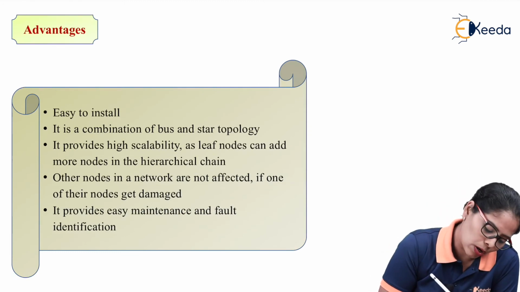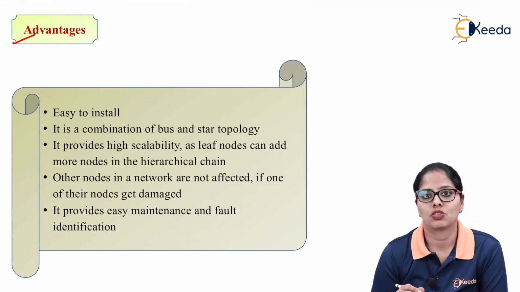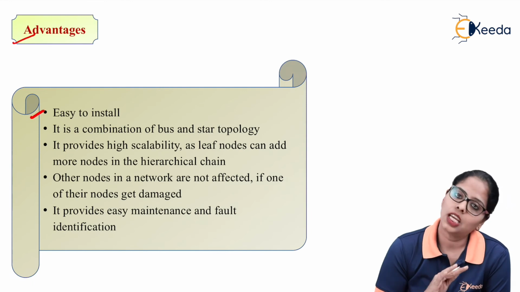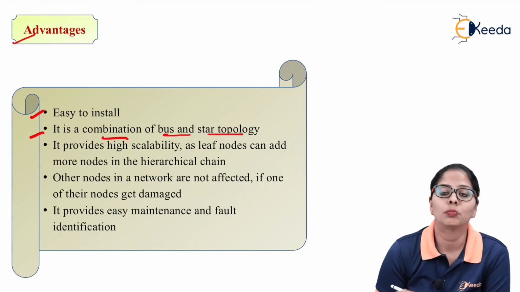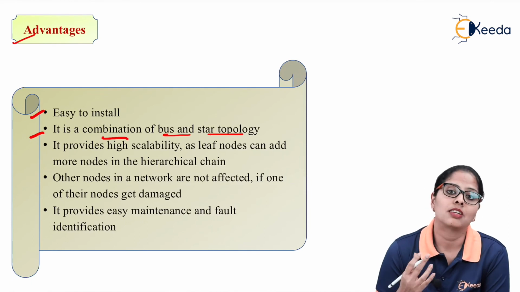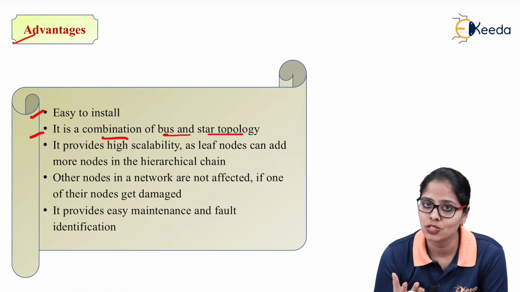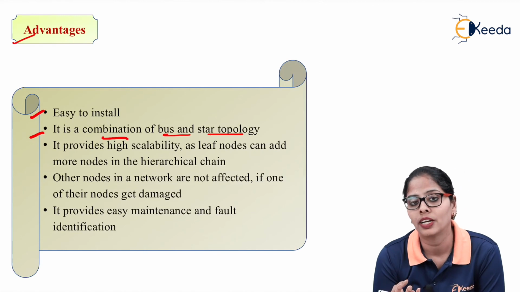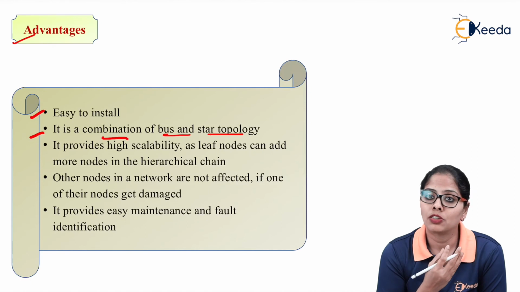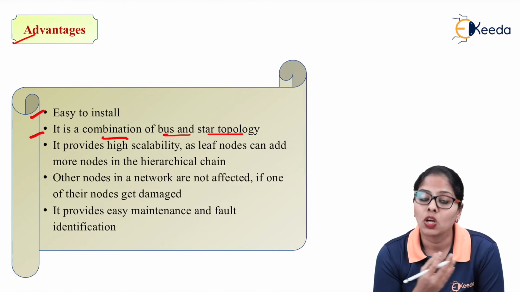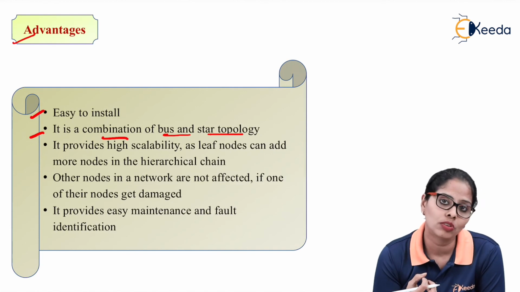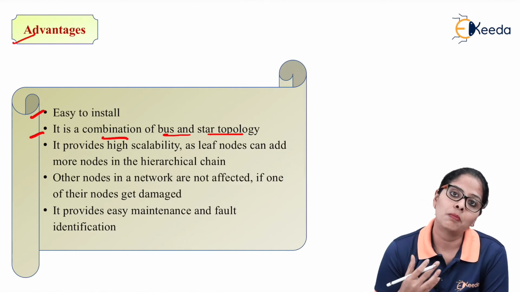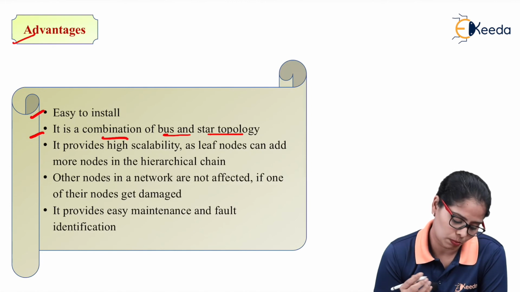Now let us discuss what the advantages of this topology are. It is easy to install. It is a combination of bus and star topology. So in the star topology, you can add more users, and that advantage you are taking. Next is the bus topology, where you are using the shared resource, because of that cabling cost is reduced. So we are taking the advantage of both topologies, and it is nothing but the combination of star and bus topology.